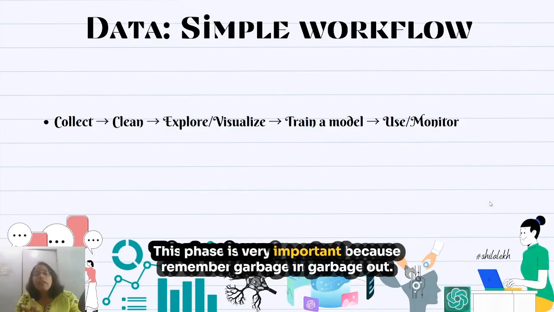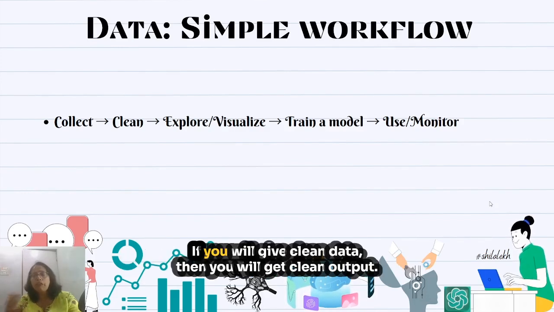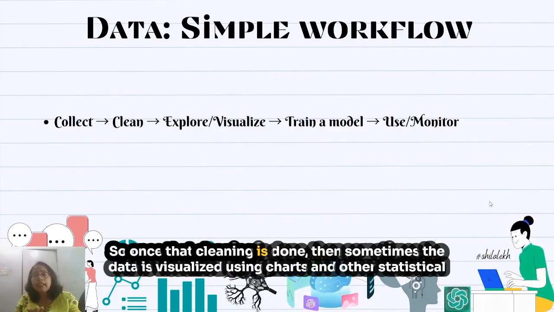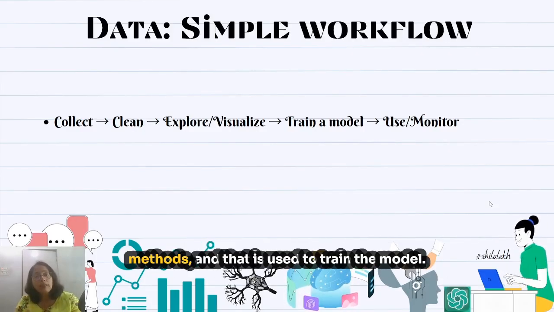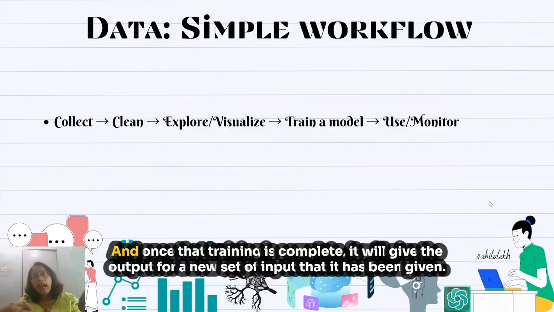This phase is very important because remember, garbage in, garbage out. If you give useless data, then you will get useless output. If you give clean data, then you will get clean output. So once that cleaning is done, then sometimes the data is visualized using charts and other statistical methods and is used to train the model. The model learns patterns from the existing data, and once that training is complete, it will give the output for a new set of input that it has been given.